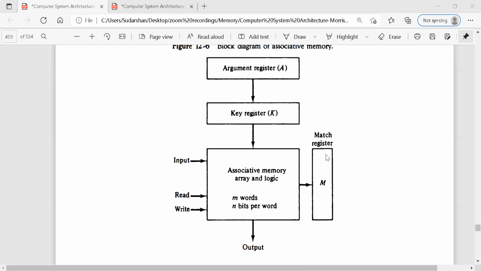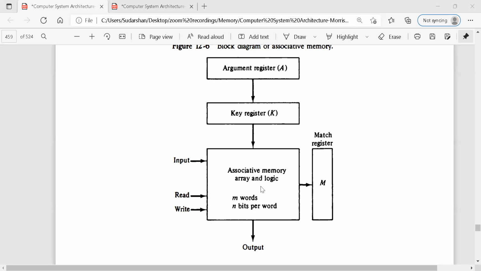So whenever one or more bits are set in the match register, you can perform a reading operation. Let us come to the reading part a bit later. This is the basic idea behind the argument register. In a nutshell, the argument register stores the content to be compared. It is an n bit register. The key register is meant for masking, to decide whether to compare all the n bits or only a portion of the content by masking certain bits.